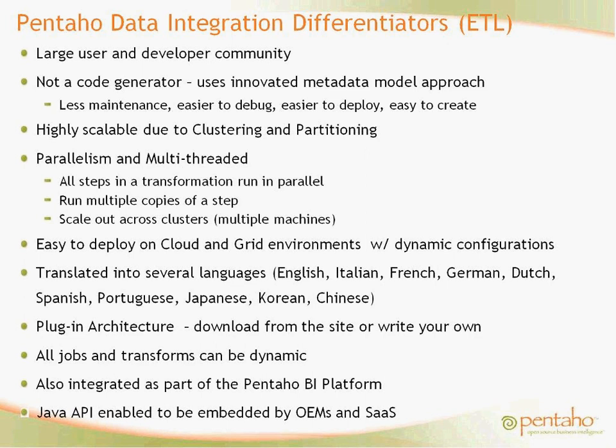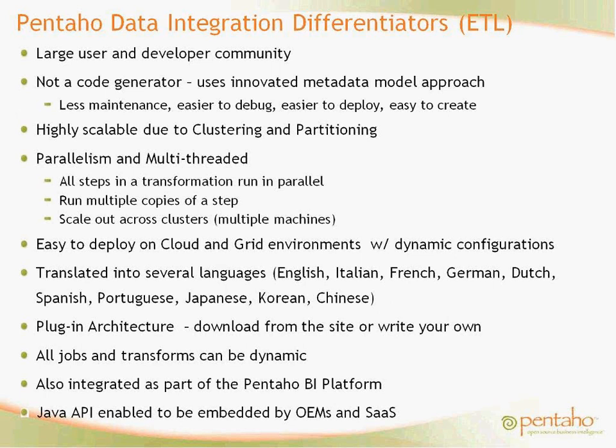Which brings me to my next point. Due to our customer references and success stories and notes that you can see, another differentiator is highly scalable in nature due to clustering and partitioning, parallelism and multi-threaded capability, and easy to deploy on a cloud or grid environment. So we have analyst white papers that discuss deploying Pentaho ETL inside an Amazon EC2 and achieving very high scalable rates. You can view that as well by working with our team. Translated into a number of different languages.